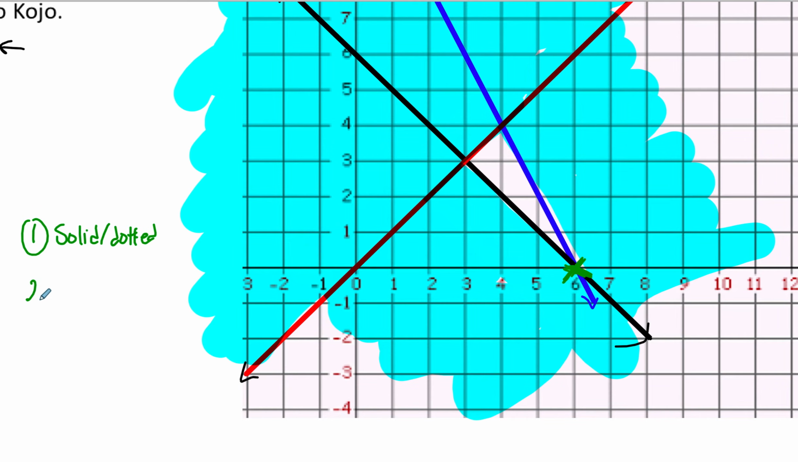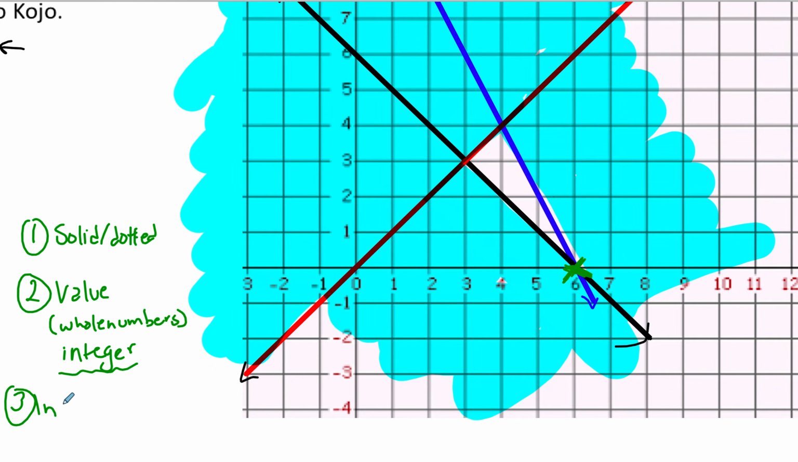The second condition is to look into the values. So are you looking at whole numbers? Usually with these questions, they won't ask you for real numbers, so we're looking at integer solutions. We're not looking at real numbers because then you will have infinitely many options. And third, you need to look inside the region, not only on the lines.